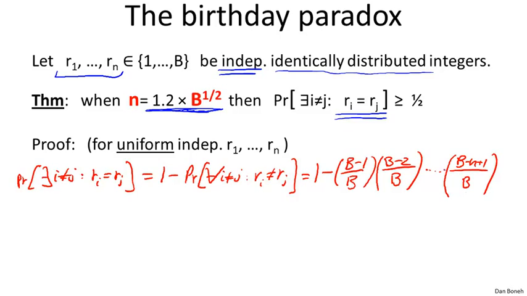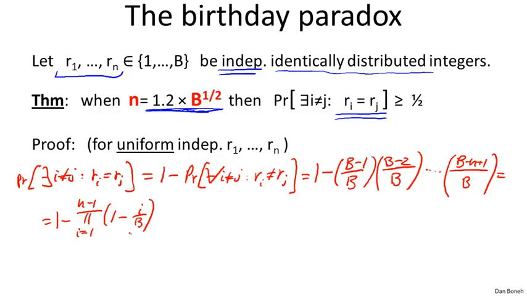Now you notice the reason I was able to multiply all these probabilities is exactly because the Ris are all independent of one another. So it's crucial for this step that the Ris are independent. So let me rewrite this expression a little bit. Let me write it as 1 minus the product for i going from 1 to n minus 1 of (1 minus i over b). All I did is rewrite this as a big product as opposed to writing the terms individually.